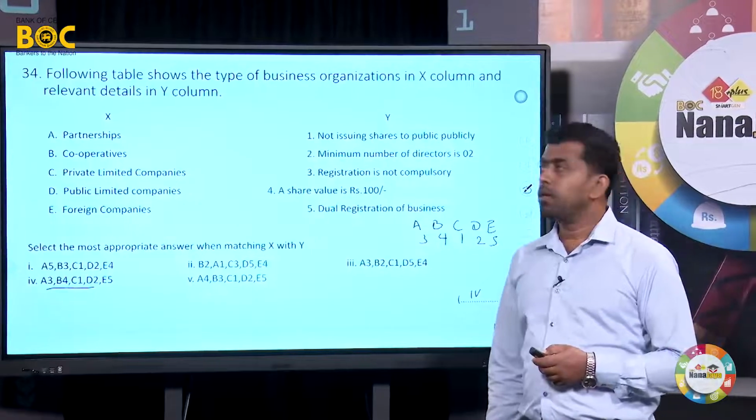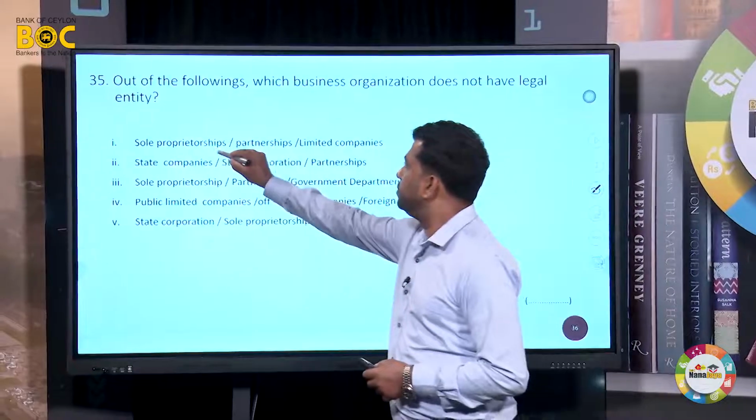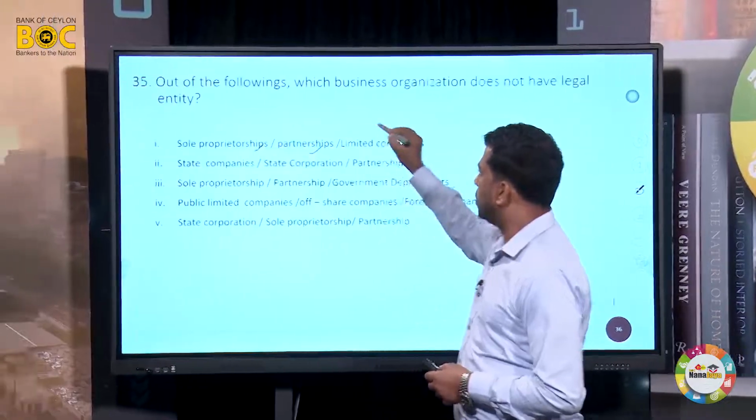Question number 35. Out of the following, which business organization does not have legal entity? Legal entity means legal personality. Legal personality means ability to sue and to be sued by the business name, not by the owner's name. Sole proprietorships do not have legal personality, and partnerships are the same.